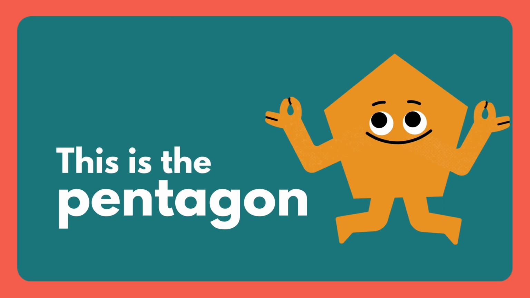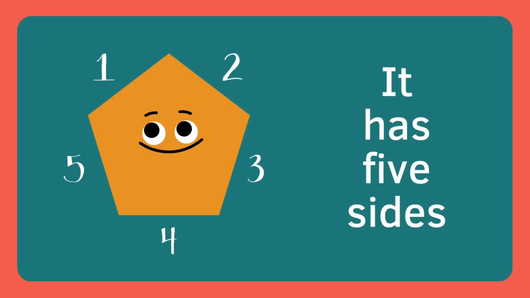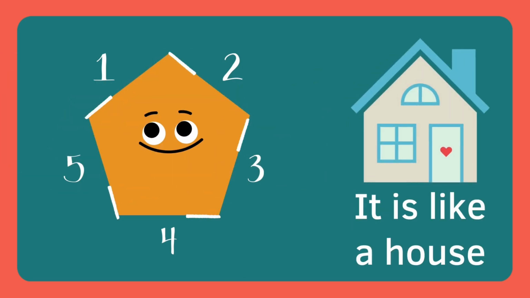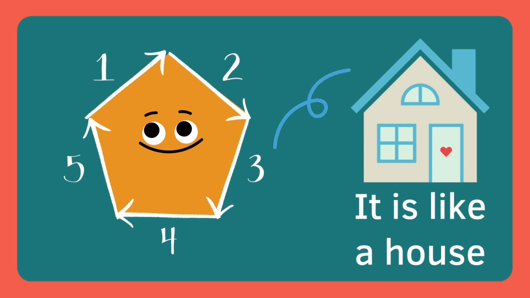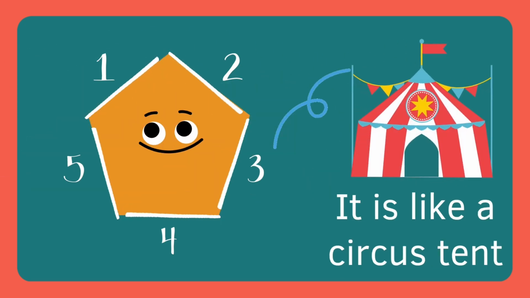This is the Pentagon. It has 5 sides. 1, 2, 3, 4, 5. It is like a house. It is like a circus tent.